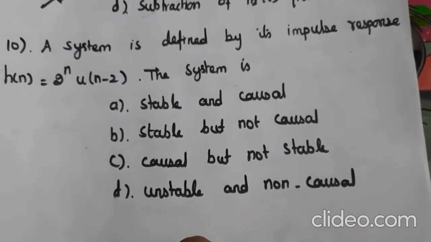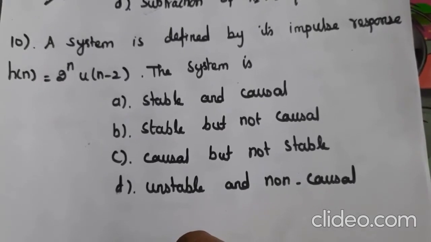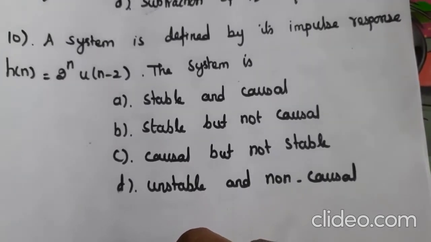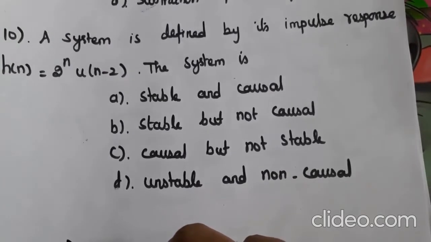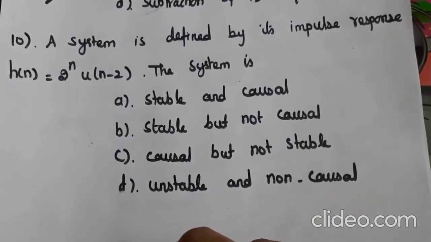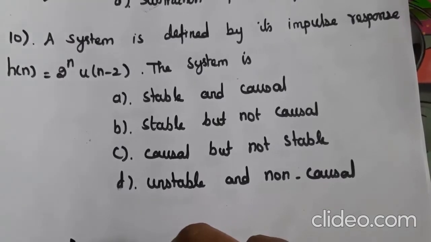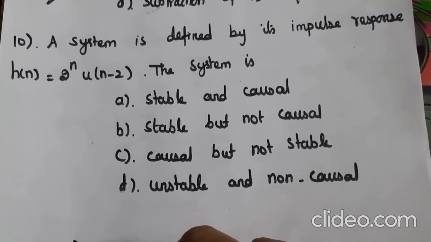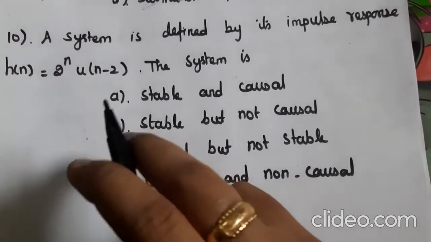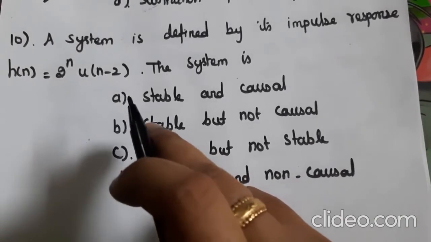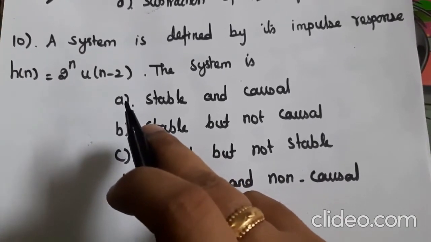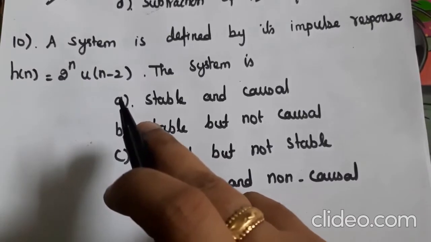Tenth question: a system is defined by its impulse response h of n equal to 2 power n into u of n minus 2. The system is? The h of n value does not depend on future values, so this is a causal system.